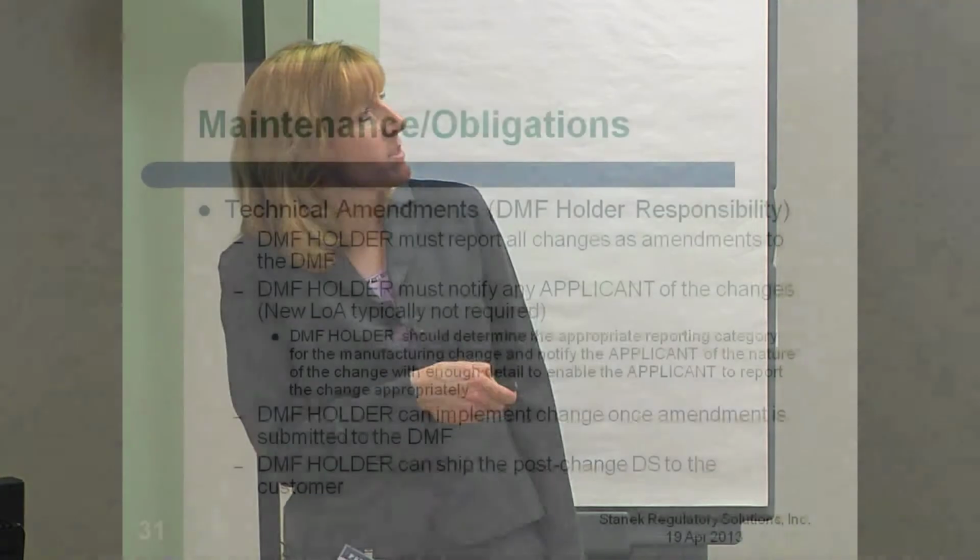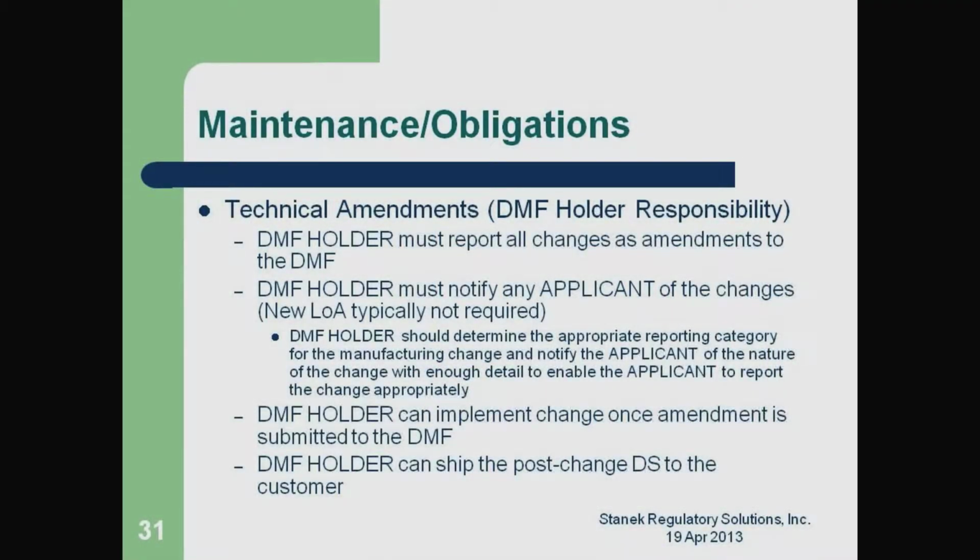So then these technical amendments is again a DMF holder responsibility. The DMF holder must report all changes as amendments. You must also notify the applicant of the changes, but you don't necessarily need to issue a new LOA. You should help and work with your applicant to determine what level of change is this for them. For you, it's just an amendment. And you can implement the change once you've submitted that amendment to your DMF, and you can even ship that drug substance to your applicant. But you need to work with your applicant to decide, do they have any reporting requirements as a result of this change?